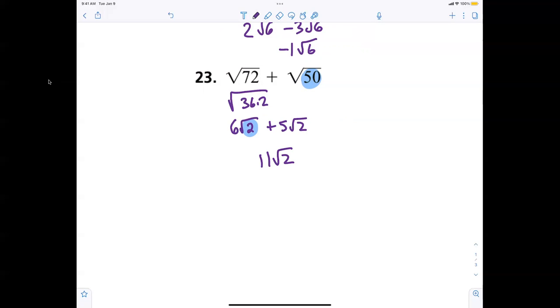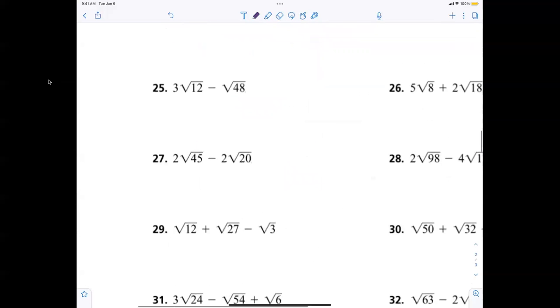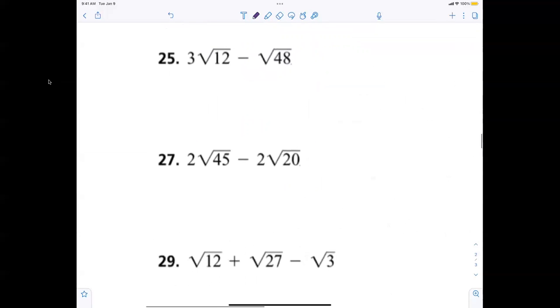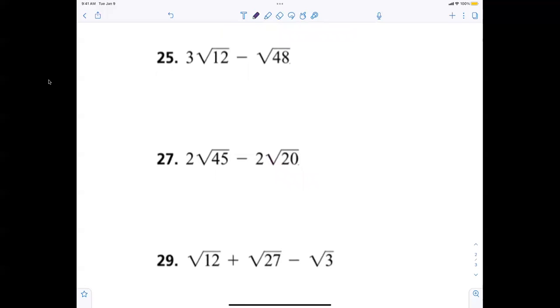Jackson, how you doing? All right, let's everybody take a look at 25. All right, here we go. I have 3 square roots of 12. Maya, this might help you.